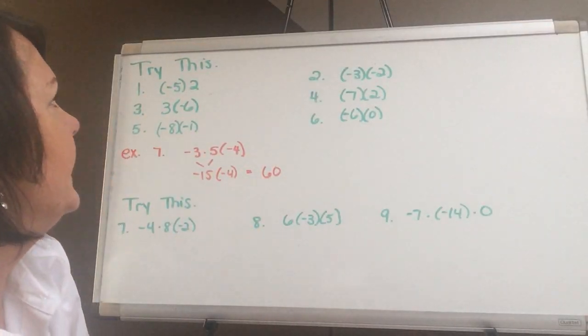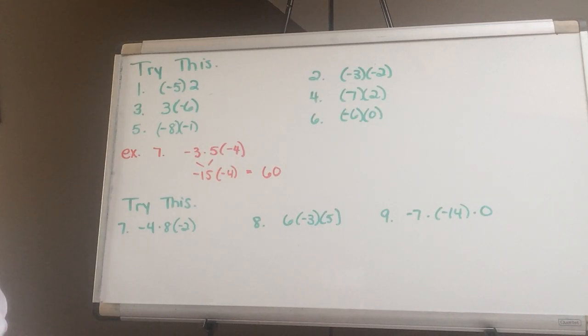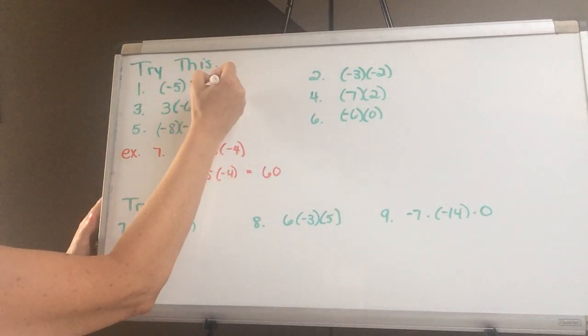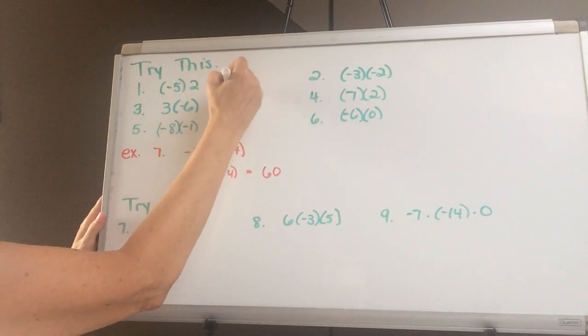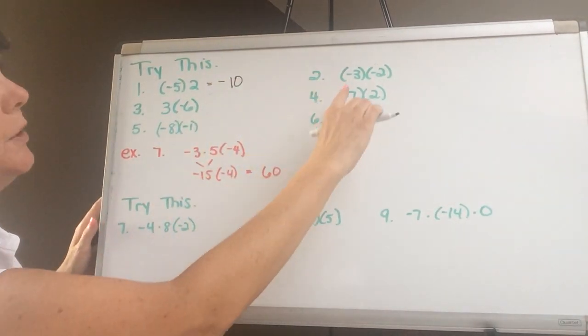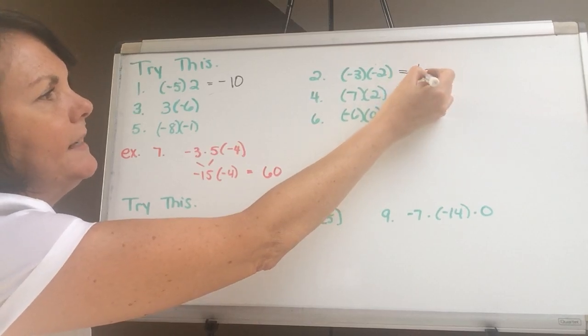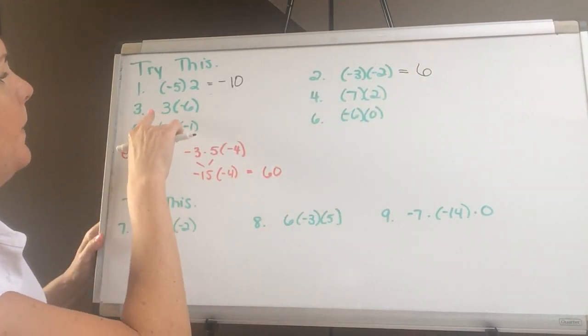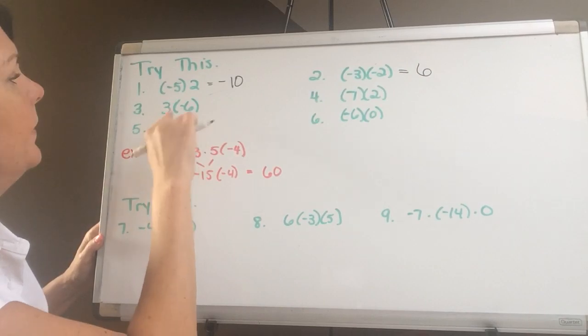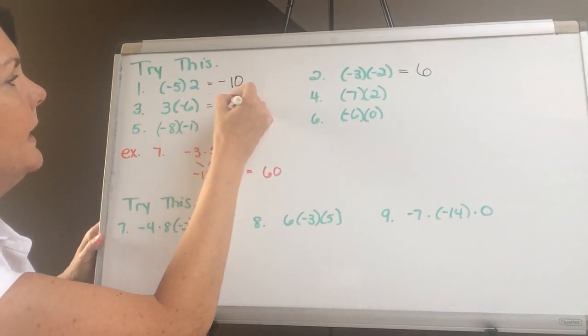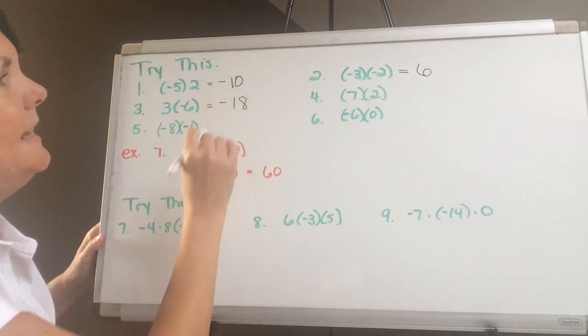Okay. Let's try a couple. Negative 5 times 2 is negative times a positive, negative. 5 times 2 is 10. Number 2, a negative times a negative is a positive. 3 times 2 is 6. Number 3, positive times a negative is a negative. 3 times 6 is 18.